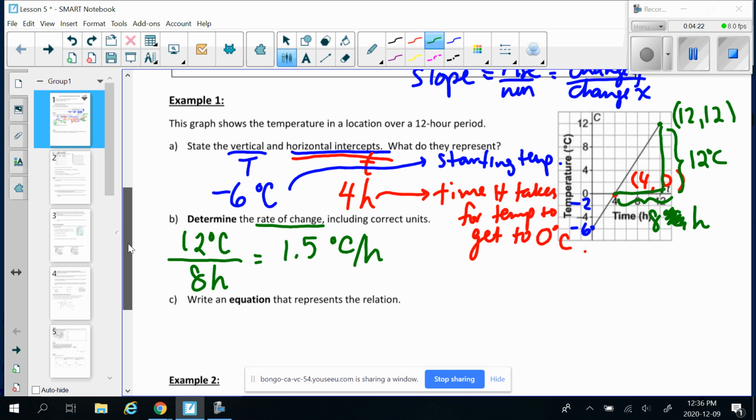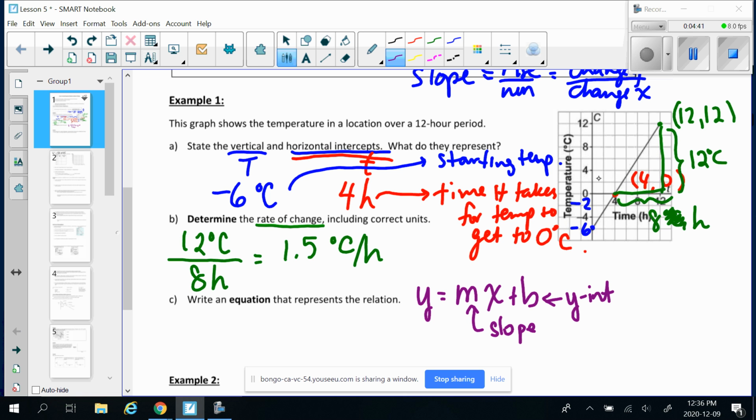The next part is we're going to write an equation that represents this situation. So here's normally the equation of the line: y equals mx plus b. As a review, this m is supposed to be the slope, and this b is supposed to be the y-intercept. But in this case, we don't have a y-intercept because the axis is labeled big T. So we're going to say, not the y-intercept, but the big T intercept. If we want to write this equation, we're not using y, we're using big T. And we're not using x, we're using little t. So we're going to write the equation like this.